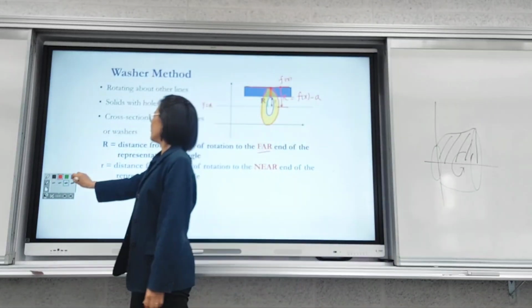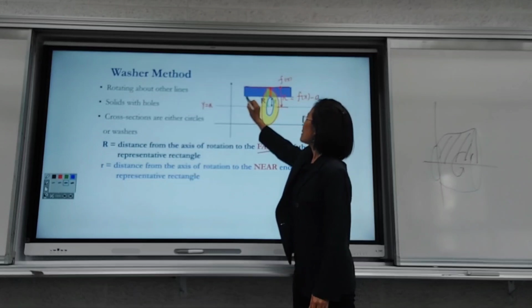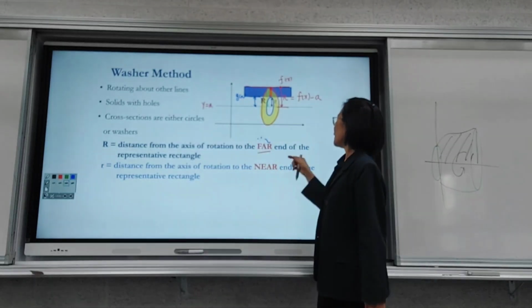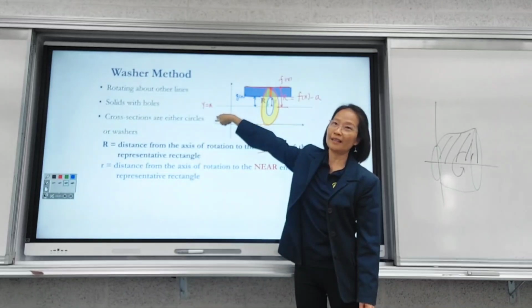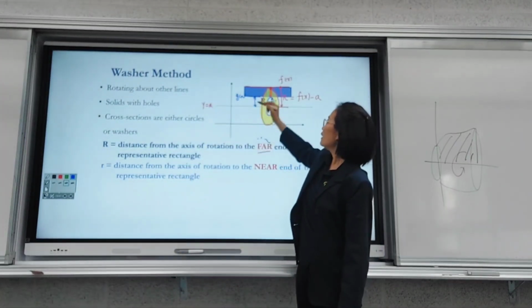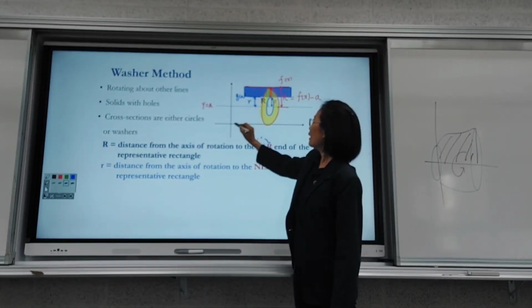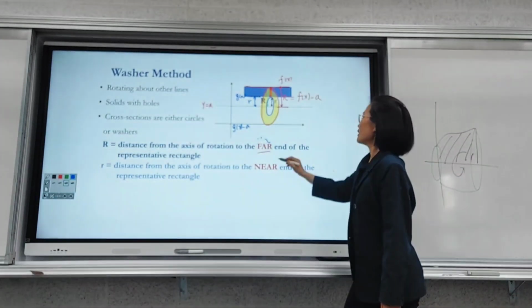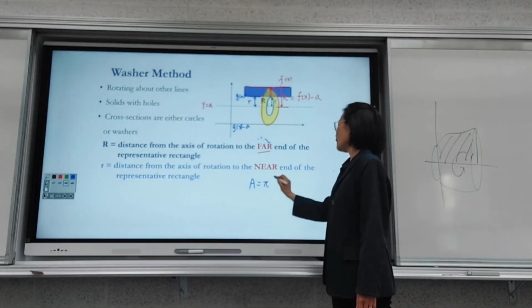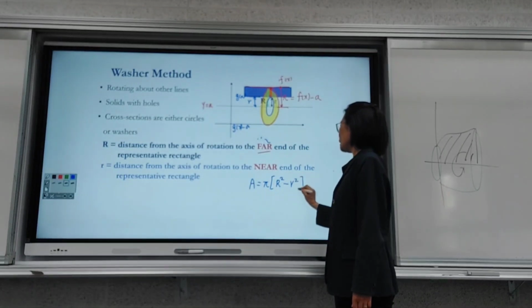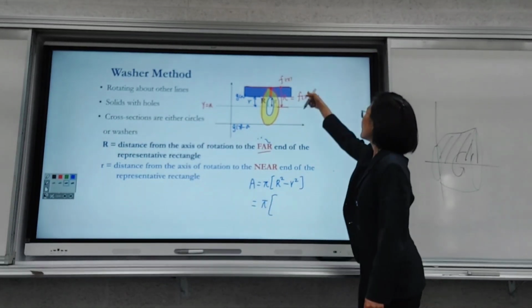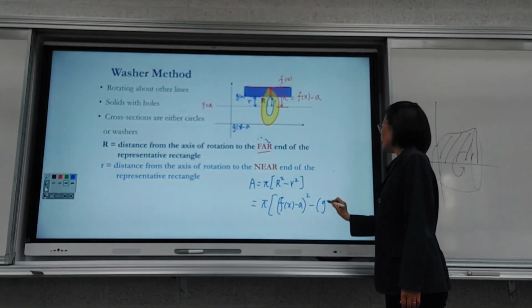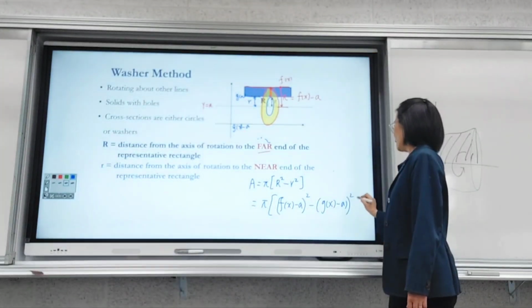What about the inner radius? Interchange. If this is your g of x, and the distance from the inner near end to that axis, no matter where that is, it could be here, here, x-axis or below, you are taking g of x, subtract a. So each slice, the area is actually pi R squared minus r squared, which is pi, f of x minus a squared minus g of x minus a squared. Okay?